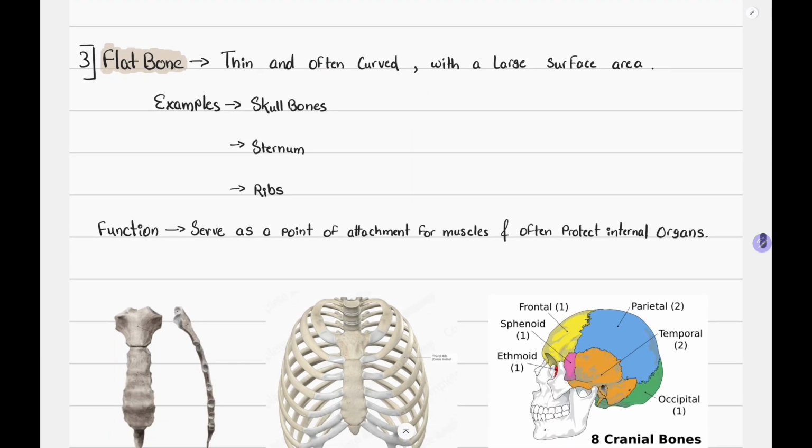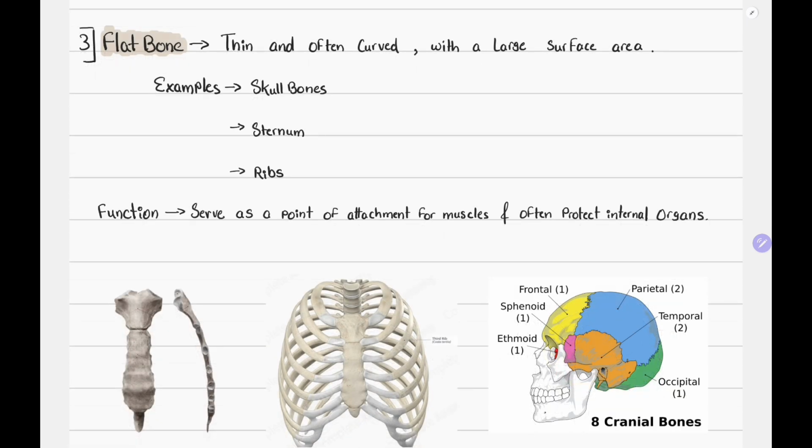Coming to our third classification, which is the flat bone. Flat bones are thin and often curved with a large surface area. As the definition implies, they are thin bones and often curved with a large surface area. So, this is our sternum bone, which is present at the middle of your chest. This is a thin bone, as you can see in lateral view. It is a curved bone with a large surface area. You can see this is the anterior view and it shows the large surface area. The same applies to the ribs. They are also thin, curved bones with a large surface area.